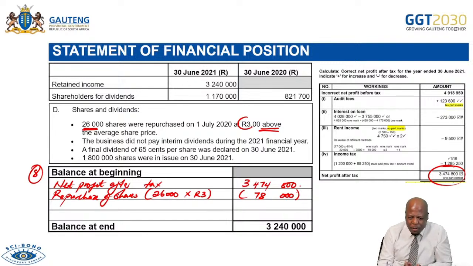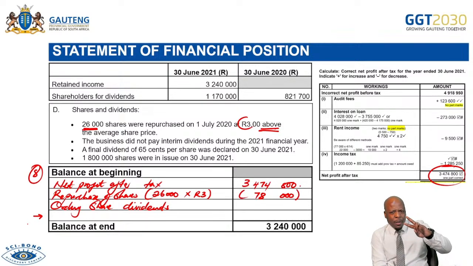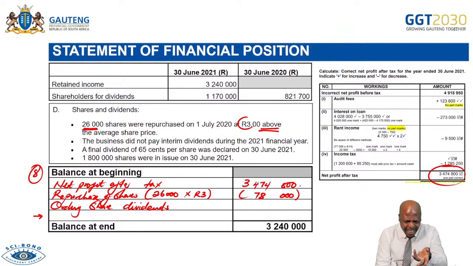After the repurchase of shares, what comes in? It is your ordinary share dividends. I know that I must have 2 amounts for dividends, your interim plus your final. But here I'm given one line. What does that mean? Let me read the information. Bullet number 2. The business did not pay interim dividends. Oh, so that explains why I have one line. That explains it. Okay? A final dividend of 65 cents.